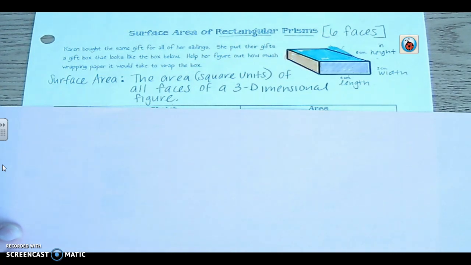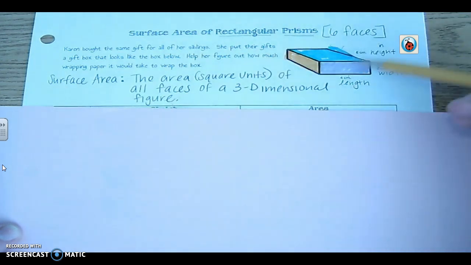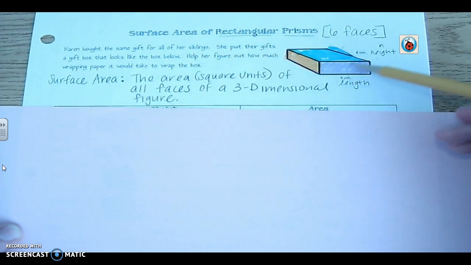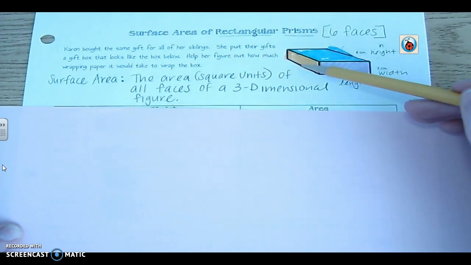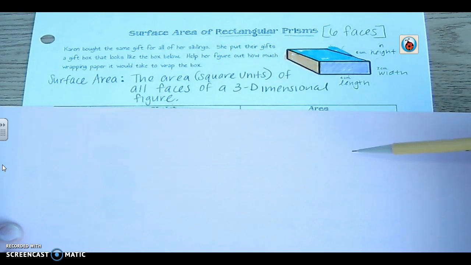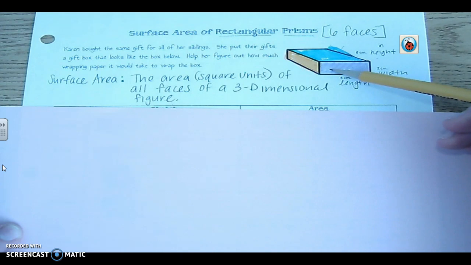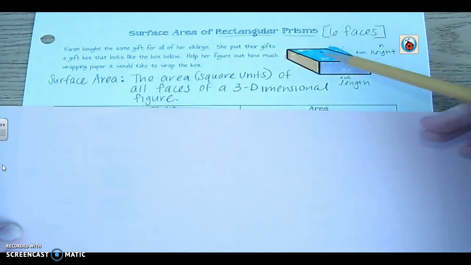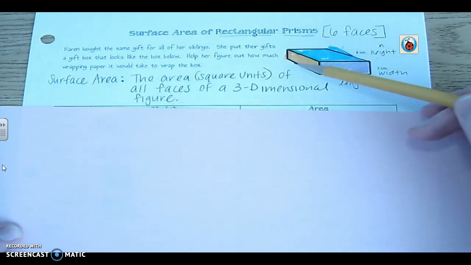Wrapping a present is calculating surface area because our job is to cover every single surface. If you look at what I've done, I've picked a color to represent each surface, or each face, and I've completely covered it. The reason I've picked different colors is because they're different sizes. This purple represents the front, this blue represents the top, and this orange represents the left side.